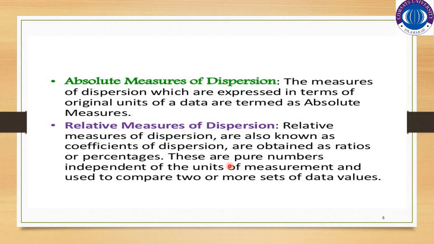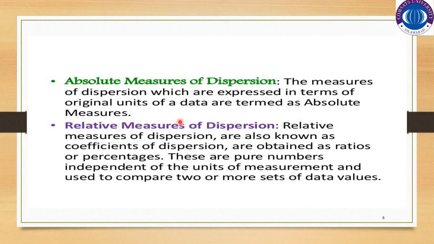and used to compare two or more sets of data values. Both of them are used to calculate the measure of dispersion, but in the case of absolute measure of dispersion, units are involved in the measurement, whereas in relative measure of dispersion, the measure which we calculate through this method is unit free, and these are basically used to compare two different data sets.